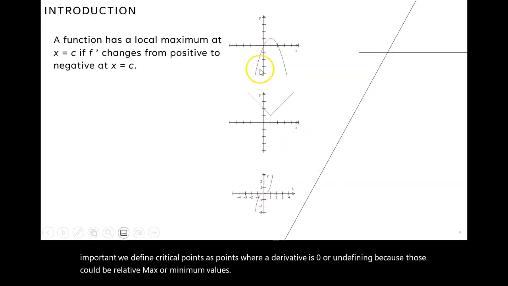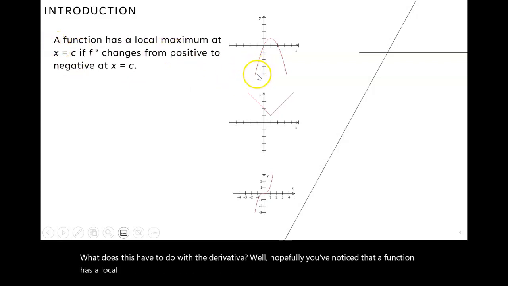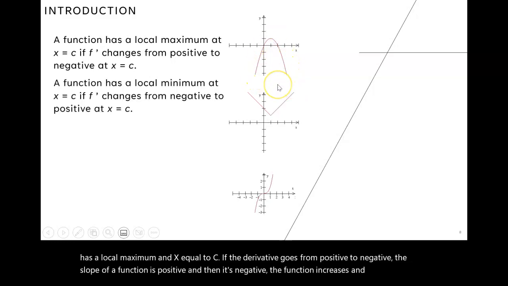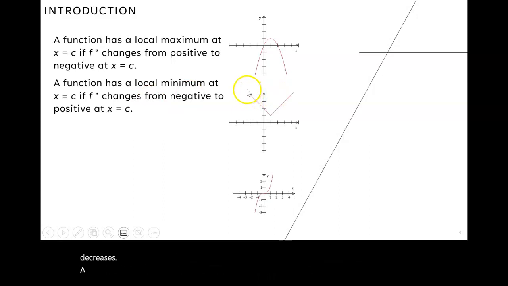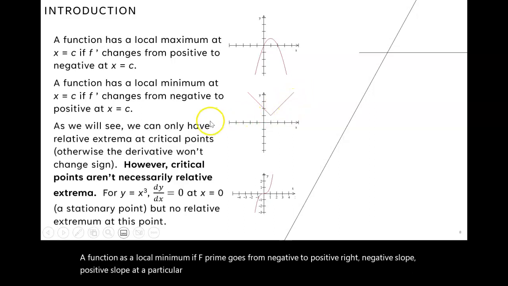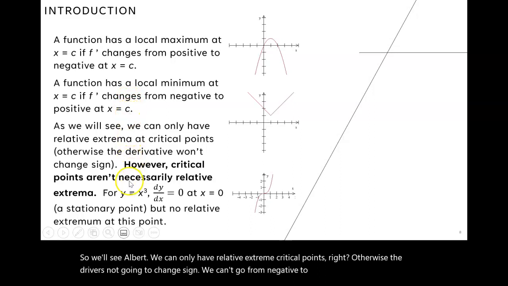How does this have to do with the derivative? Well, hopefully you've noticed that a function has a local maximum at x equal to c if the derivative goes from positive to negative. The slope of a function is positive and then it's negative. The function increases and then it decreases. A function has a local minimum if f prime goes from negative to positive. Negative slope, positive slope at a particular point. As we'll see, however, we can only have relative extrema at critical points. Otherwise, the derivative is not going to change sign. We can't go from negative to positive unless it's a critical point.